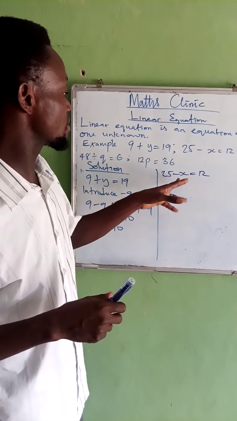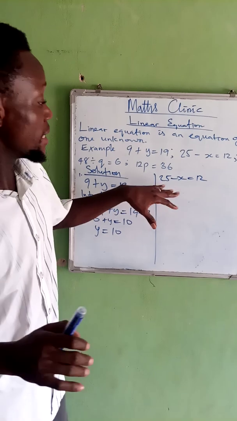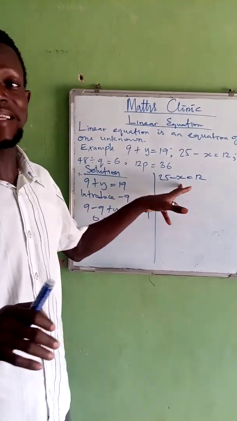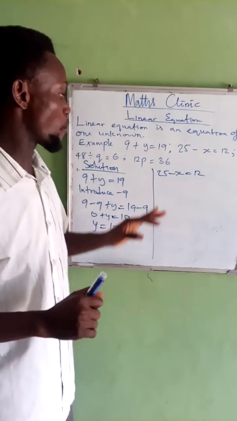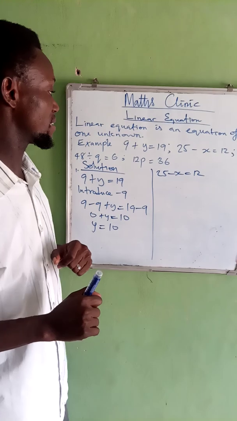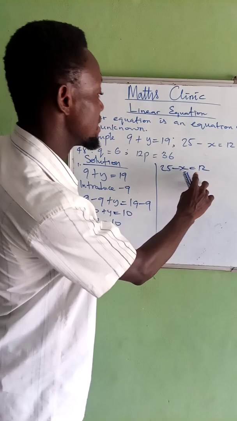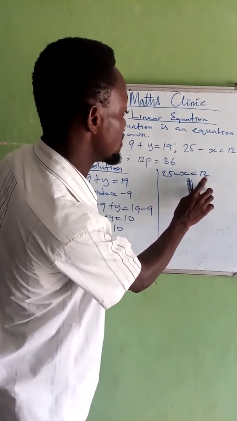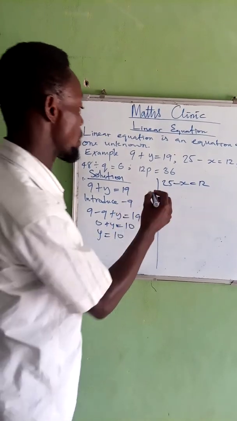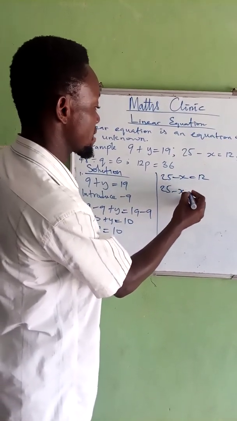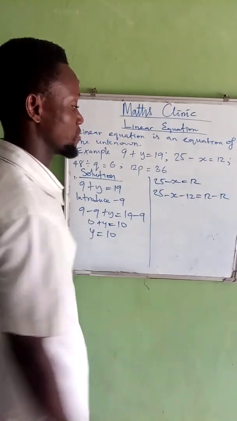And then we are going to be adding such number to, okay, yes, sorry, let me take this. 25 minus x, that is a larger number taking away a lesser number, giving a lesser number. Now, how are we going to get this lesser number here? For you to get this lesser number, you are going to add a negative lesser number of this one to this side and this side. Okay, so here we have 25 minus x minus 12 equals 12 minus 12.